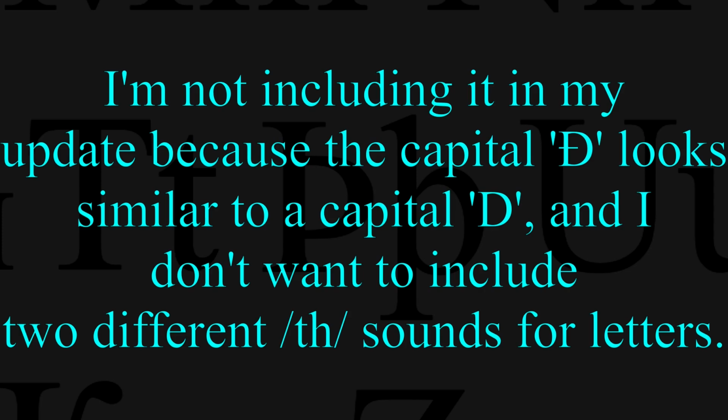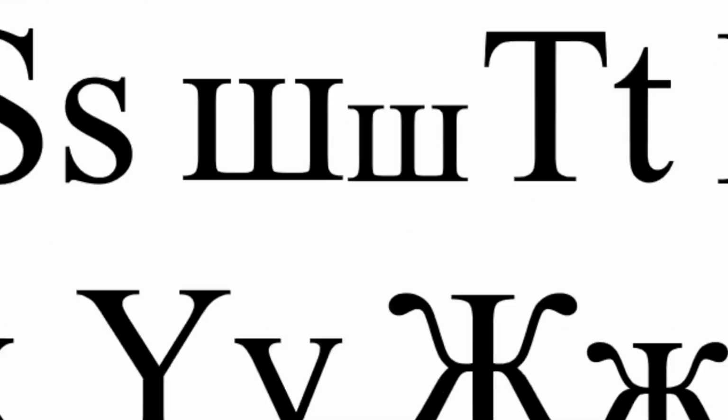I'm not going to include it in my updated alphabet because the capital form looks too similar to a capital D, and I don't think it's really necessary to have two letters that make similar sounds, even if one is harder and one is softer, despite you can't hear them much anyway. U is the same, V is the same.